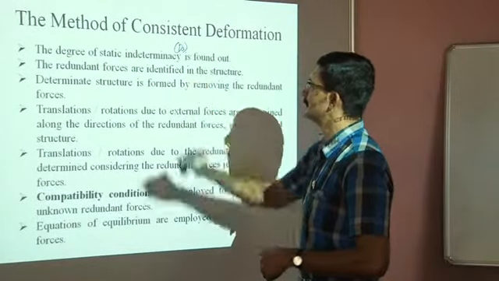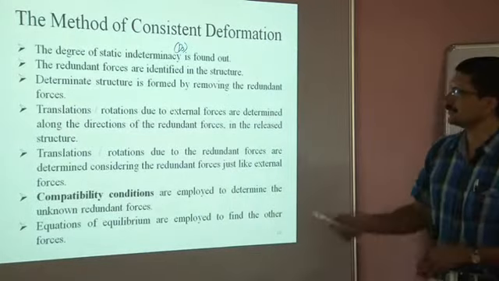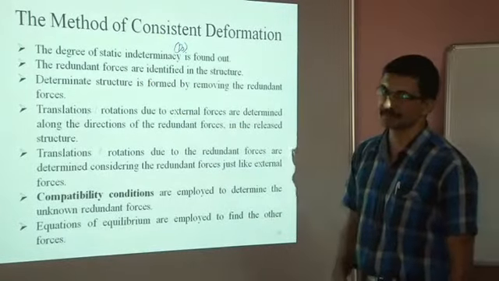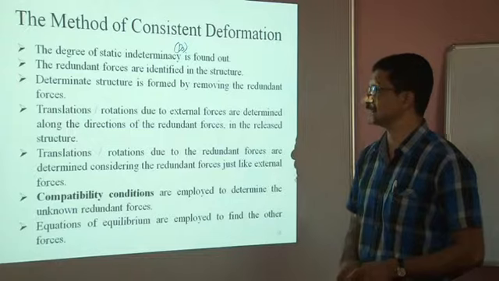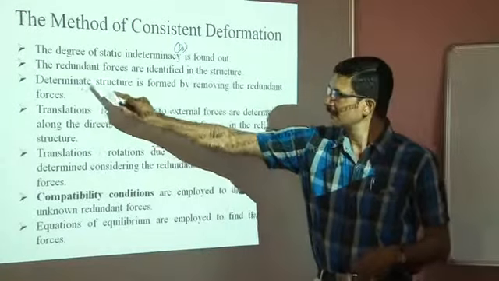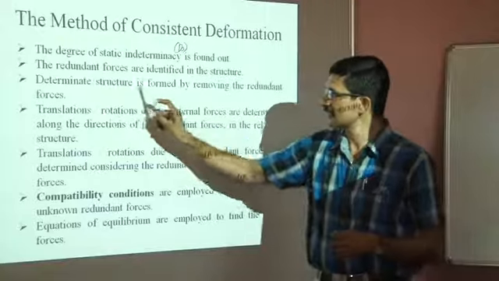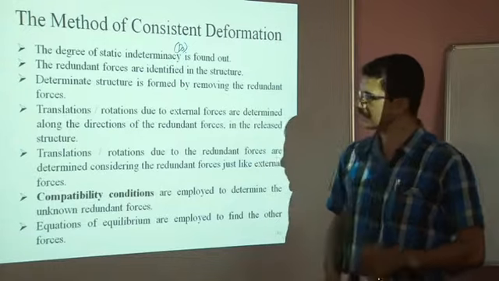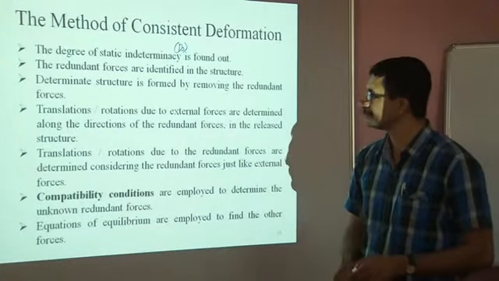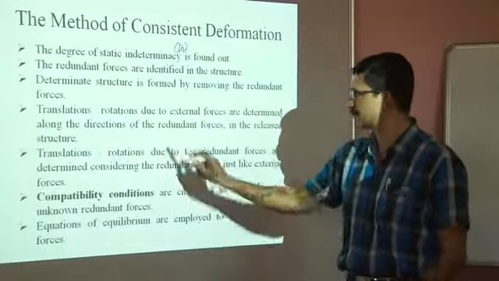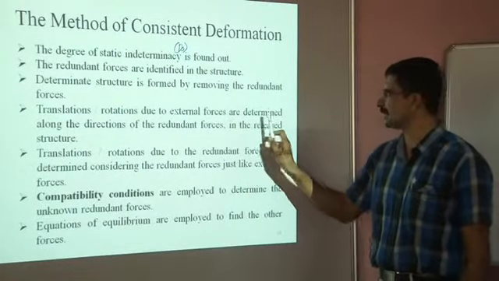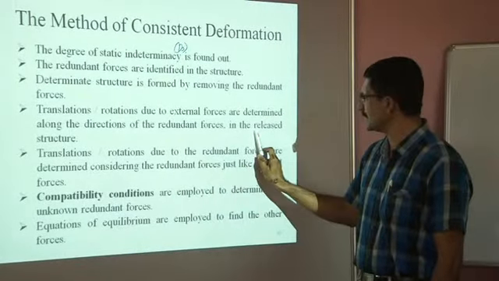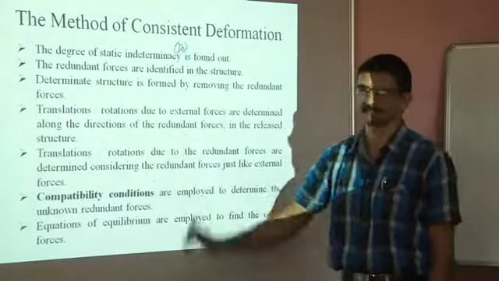degree of static indeterminacy. Now, as a second step, we will identify the redundant forces or unknown forces in the structure, as we have seen in the previous example. Then we determine a determinate structure, formed by removing those redundant forces, as we have seen in the previous example. Further, translations or rotations due to external forces are determined along the directions of the redundant forces in the released or determinate structure.